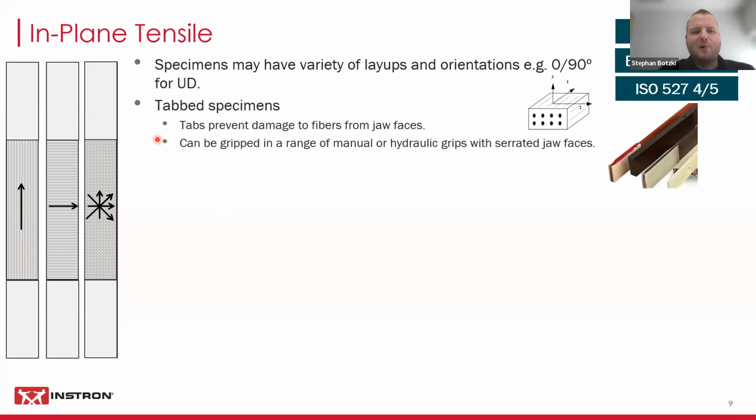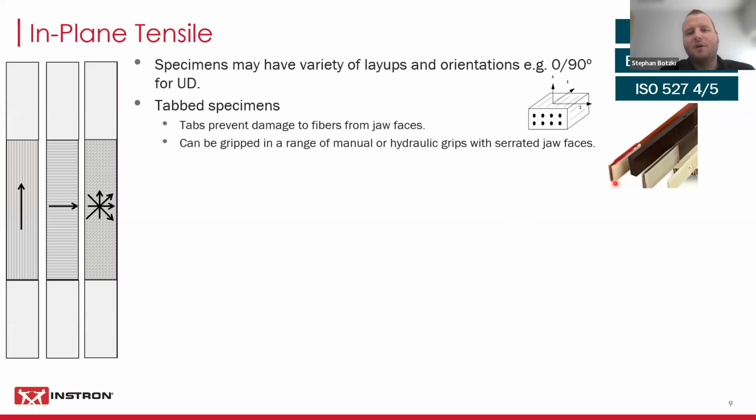Now these testing coupons can come in many different shapes and forms. Pretty typical, what is being used is, for example, tabbed specimens. So tabs are what you can see here at the end of the specimen. You have your normal coupon here, and then you have tabs bonded to the ends. Why would you want to do that? Well, tabs are there to prevent damage that the jaw faces would do to the fibers.